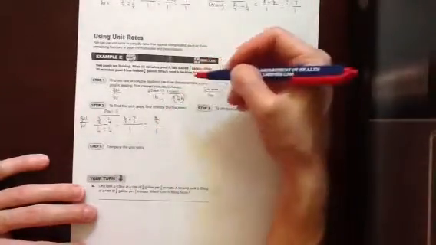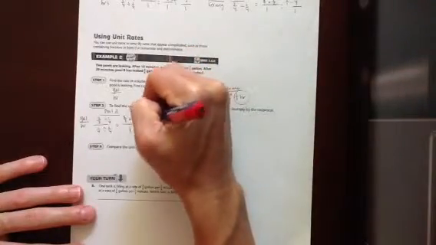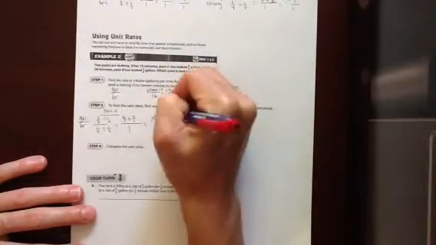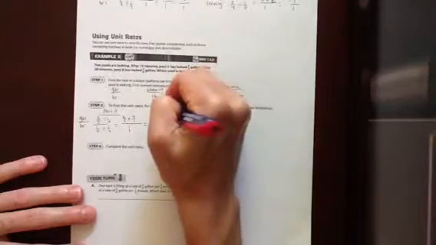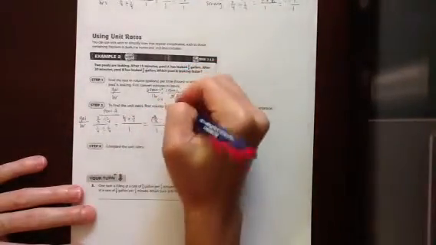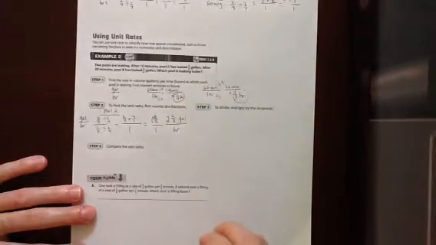Well, we don't want to leave this as an improper fraction, so I need to say 3 goes into 8 2 times. 3 times 2 is 6, and 2/3 left. So 2 2/3 gallon per hour.